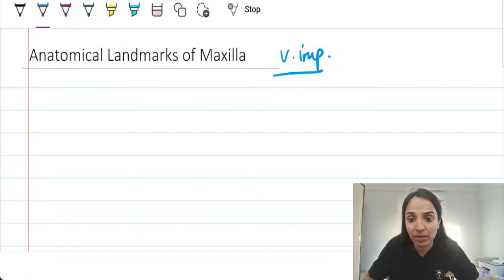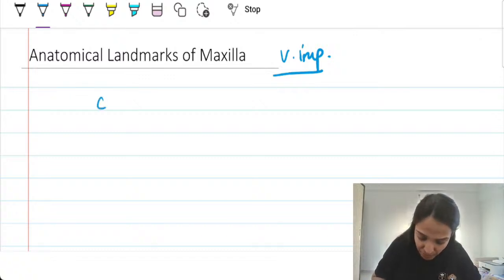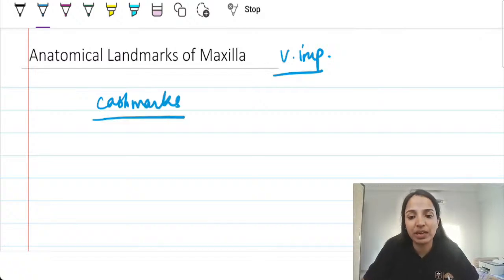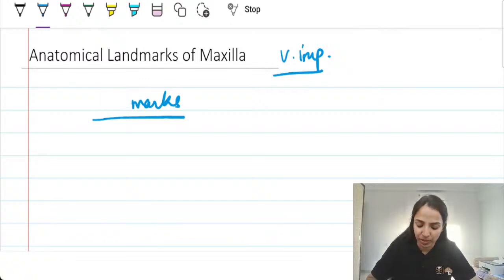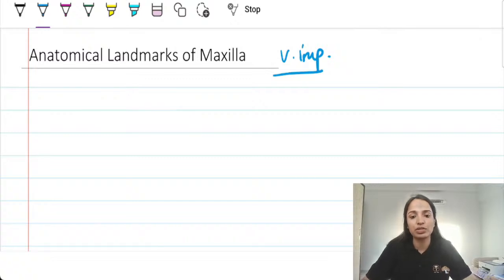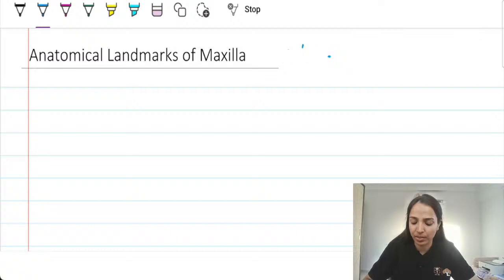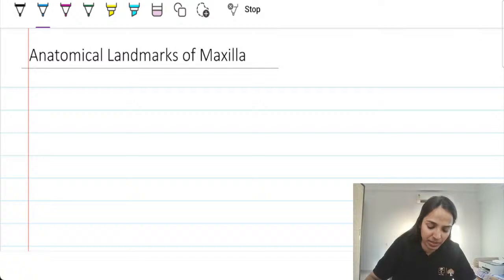Now, I call these questions your cash marks. The reason being that it has already been identified that this is a very important topic. So this is something that should be very well prepared, and you should be very thorough with it for your exam. So even if anything different comes, you do not miss it.